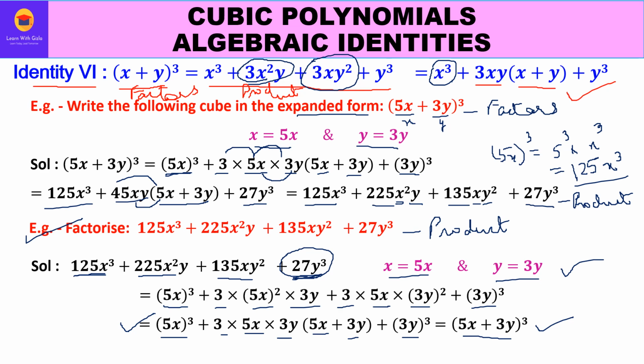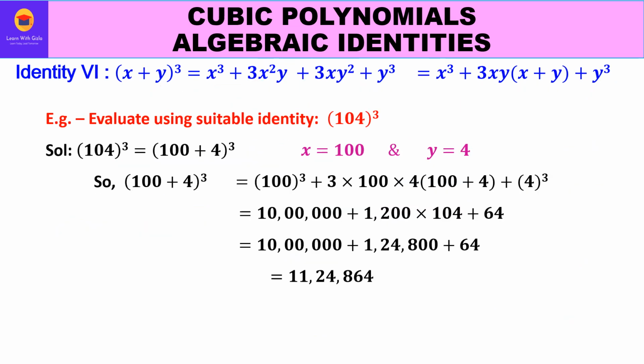Now we come to the third type. Using the same identity, we have to evaluate 104 whole cube. The question is: evaluate using a suitable identity. So 104 whole cube can be written as 100 plus 4 whole cube. Now isn't it resembling identity 6, which says x plus y whole cube is equal to x cube plus 3x square y plus 3xy square plus y cube, right?